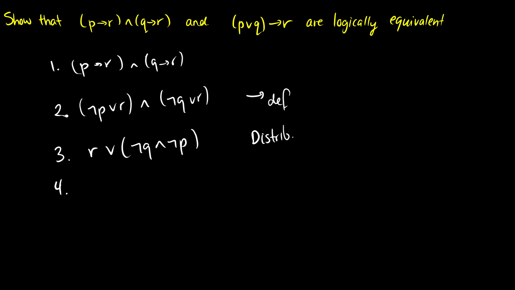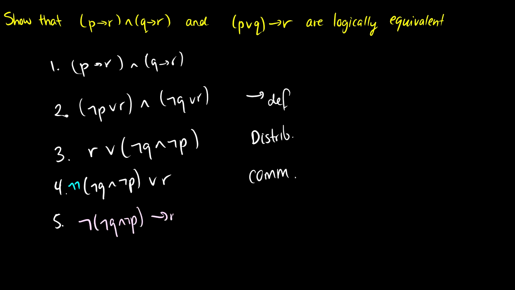For the fourth step, I'm actually going to switch the order here. So this is not Q and not P or R. So this is the commutative law. For 5, I'm also going to stick the double negation in there. So for 5, we use the definition of the arrow. So we're going to get not Q and not P, arrow R. So this is the definition of the arrow.